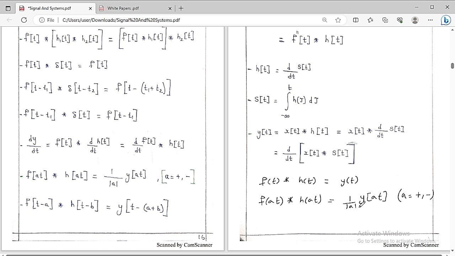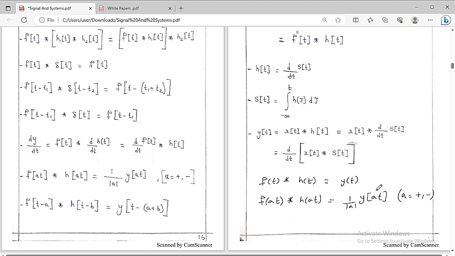But this is a revision class, so you have to remember the formulas. f of t convolution of h of t is equal to y of t, then f of a t convolution of h of a t is equal to 1 by mod a into y of a t. This formula you always have to keep in mind, and A can be positive or even negative. This is an important thing always to keep in your mind.